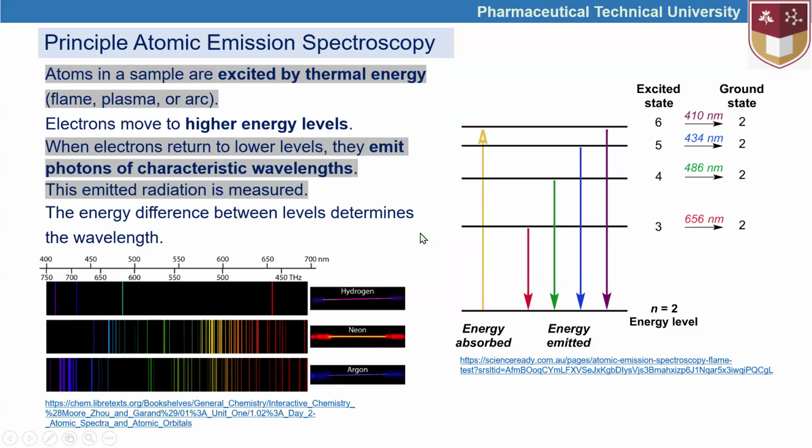And here we can see how it happens. Atoms in the sample are excited by thermal energy. Again, it can be flame, it can be plasma, it can be arc, it can be electric field. Electrons move to higher energy levels. Here we can see this is the ground state. From the ground state, electrons can jump to this state, the first excited state, the second excited state, the third excited state, etc. When electrons return to lower levels, they emit photons of characteristic wavelength. This emitted radiation is measured.